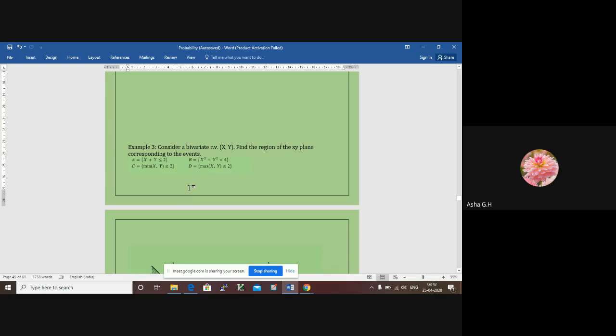For the minimum and maximum of two given random variables, there is a standard function. Minimum of x comma y less than or equal to 2 will result in a union of x and y. Please try to remember this. This condition is satisfied if x is less than or equal to 2 or y is less than or equal to 2. So we have an OR operation, and it results in union.